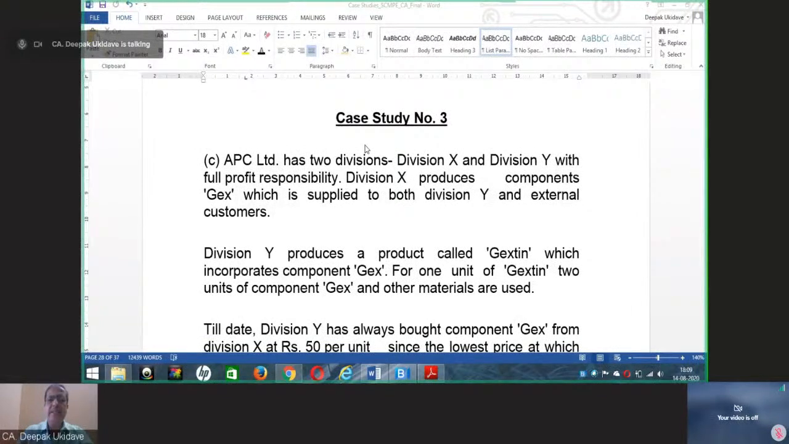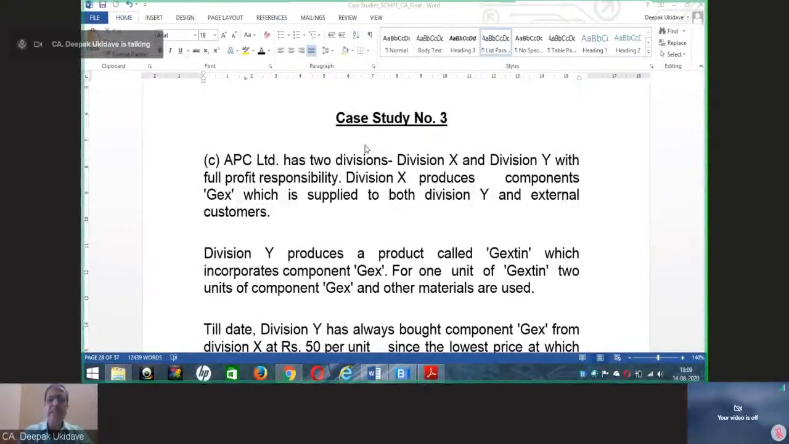Now I have not yet read the requirements of the question. I'm just talking to you very loudly only in terms of what we understand from this given case data. I have just read the contents, and I think by this time all of you are familiar with the content. Division X and Division Y. Division X is manufacturing a component JEX, whereas Division Y is manufacturing a finished product Jextin.